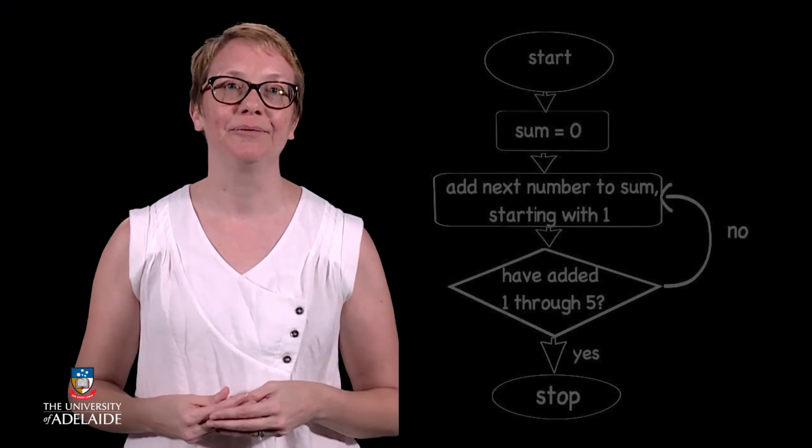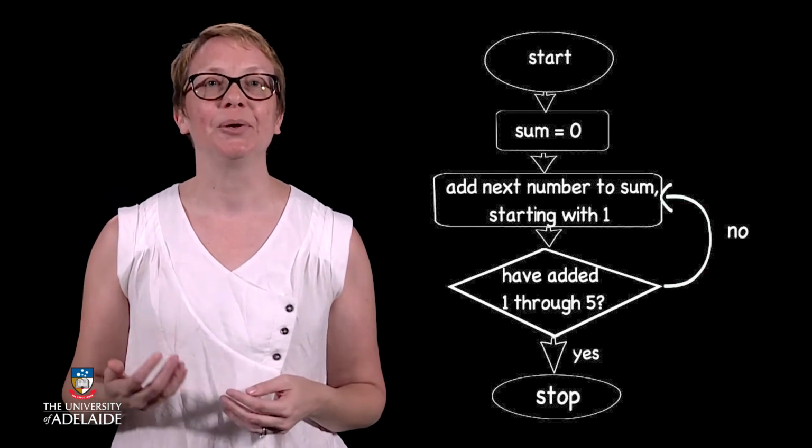Now that we can see how repetition can be used and how flowcharts can be used to describe algorithms or repetition, let's see how we can use a flowchart to describe an algorithm for a simple processing program. Let's imagine that we wanted to calculate the sum of the numbers from 1 through to 5.